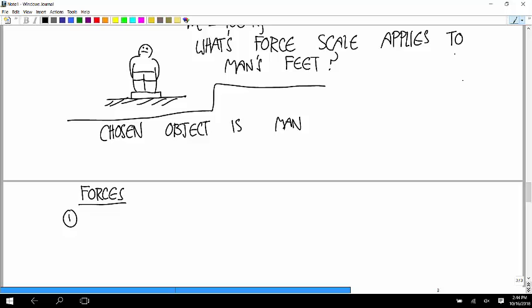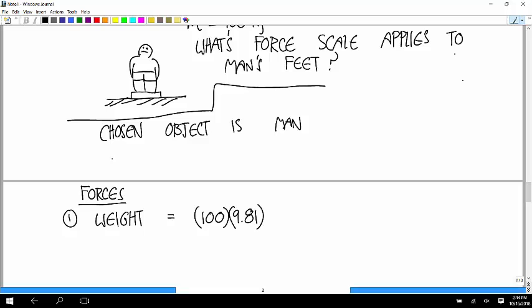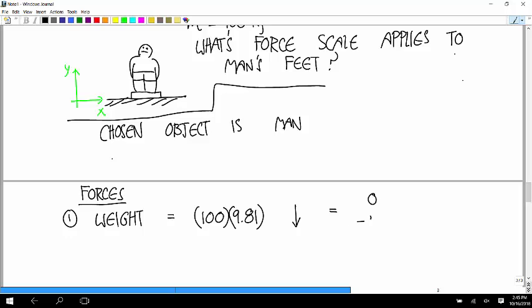The first one is the weight. That's always going to be in there. And so that's the mass of 100 times 9.81, if you're using SI units, which is what I'm usually going to use, pointing down. And so 100 times 9.81 is 981. So in this coordinate system, that's in the negative y direction. So it's a vector of 0, negative 981. Kilogram meters per second squared is newtons.